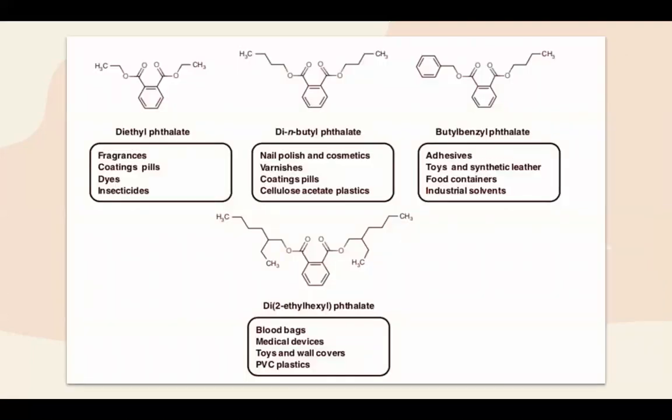Here, if we take a look at the types of phthalates, we can see that there are different types used in different products. They all give plastic different properties depending on the molecular structure. We can see that it's used in fragrances, varnishes, adhesives, synthetic leather, blood bags, and plastics.